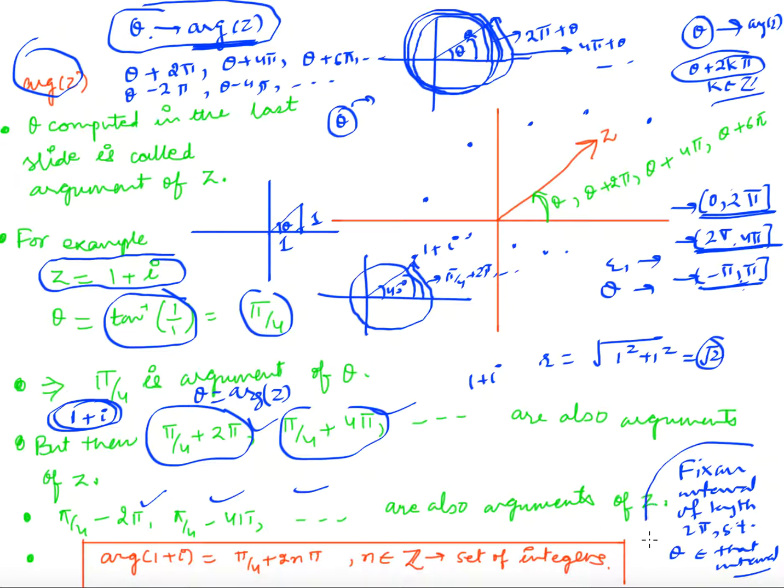If we can do like this, then for every point theta will be unique. Right now what is happening, for this particular point I have infinite number of thetas available. For this particular point, I have infinite number of thetas available, but I want my theta to be unique at every point, right? For that, I have to fix an interval of length 2 pi, right, where theta should lie. Let us see how we can do that.